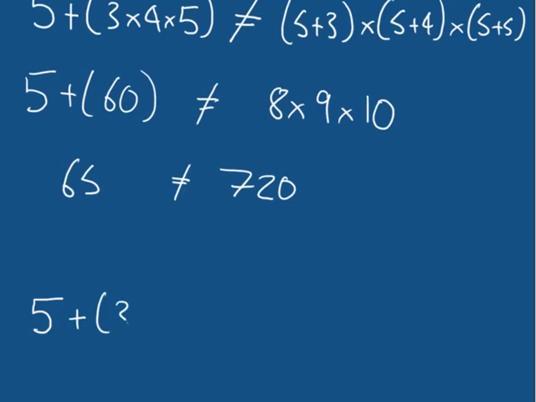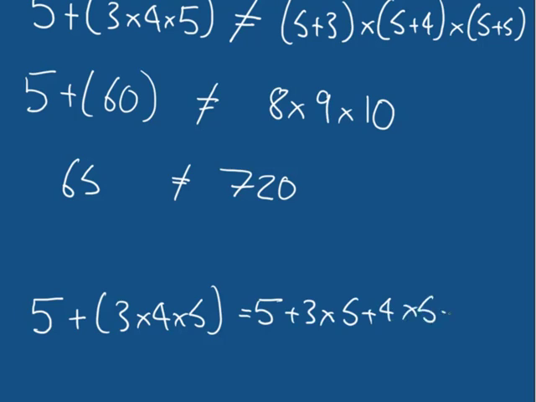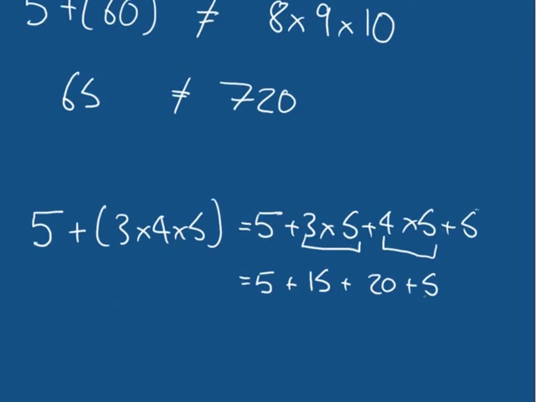5 plus 3 times 4 times 5 is equal to, I'm going to expand it the same way but not using parentheses. So 5 plus 3 times 5 plus 4 times 5 plus 5. Using our order of operations, that means we need to evaluate these two multiplications first. So that's equal to 5 plus 15 plus 20 plus 5, which is equal to 20 plus 20 plus 5, so that's equal to 45.